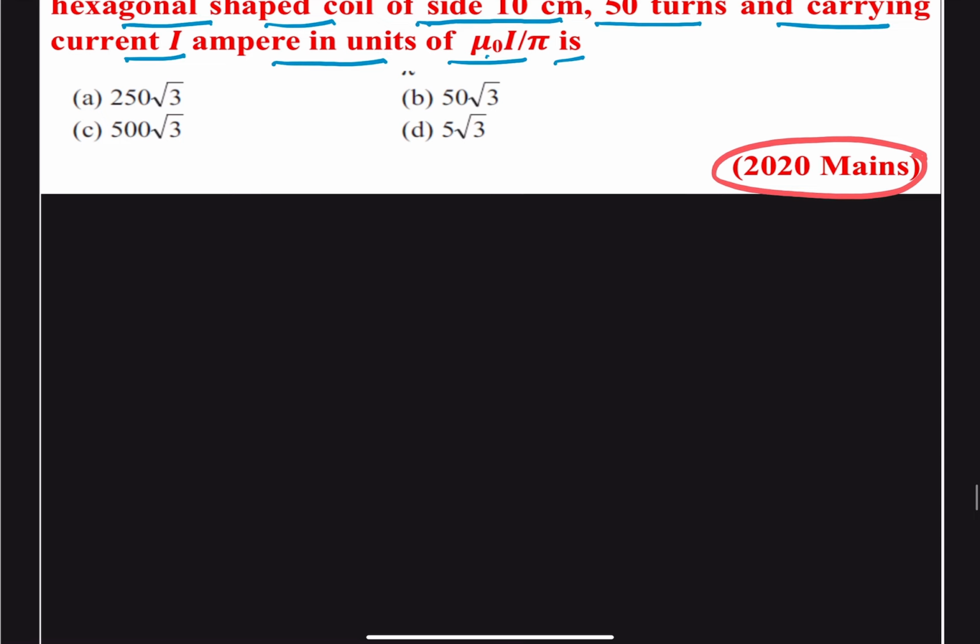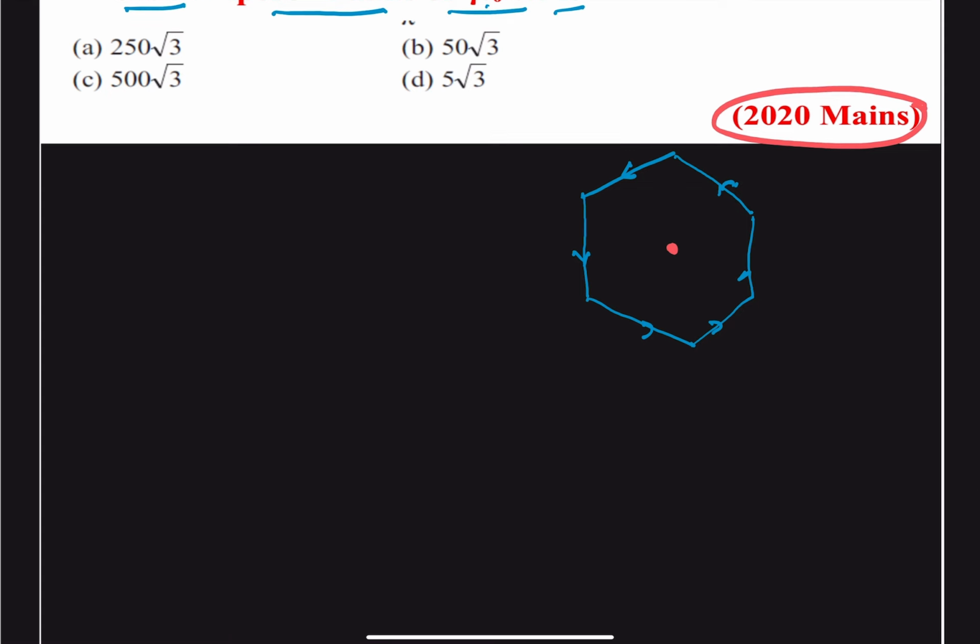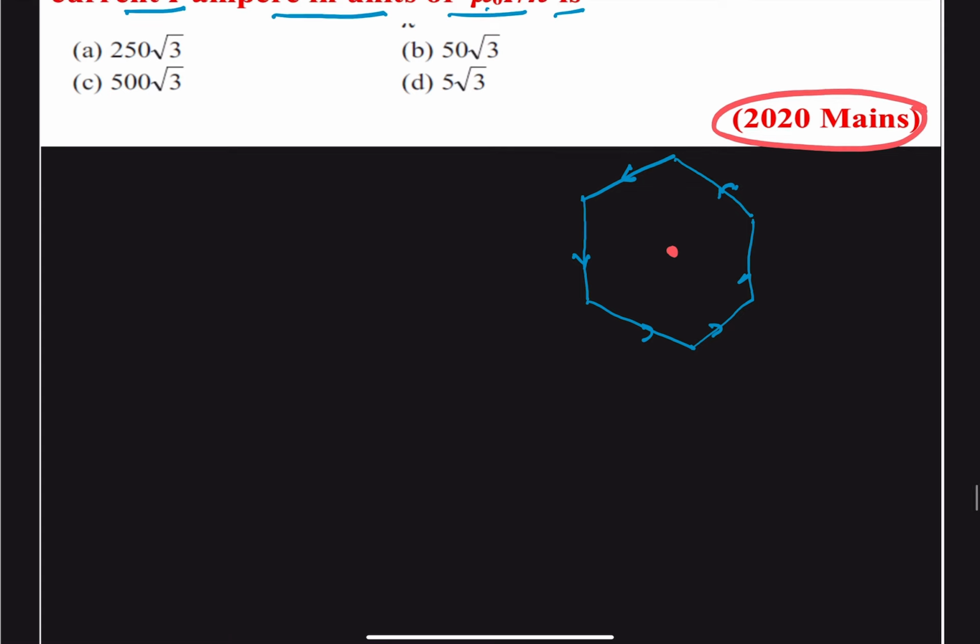So we can draw an approximate figure for that. So this is a hexagonal, and let us suppose we have a center here, and assuming that the current is flowing in this direction. So this hexagonal is basically a combination of straight conductors. So let us consider any one straight conductor.